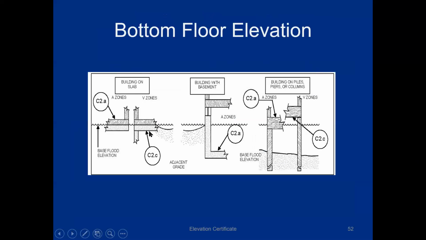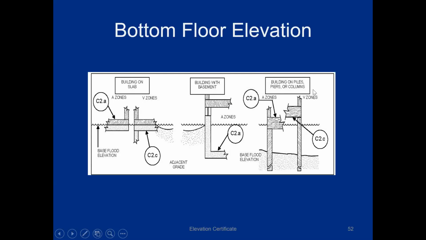You might have a slab in a V zone. There are situations where that could be permitted. So bottom floor is that bottom of that slab elevation. And that would be not bottom floor for the V zone, that would be C2C, which is bottom of the lowest. Building with a basement, again, bottom floor is going to be the floor elevation.